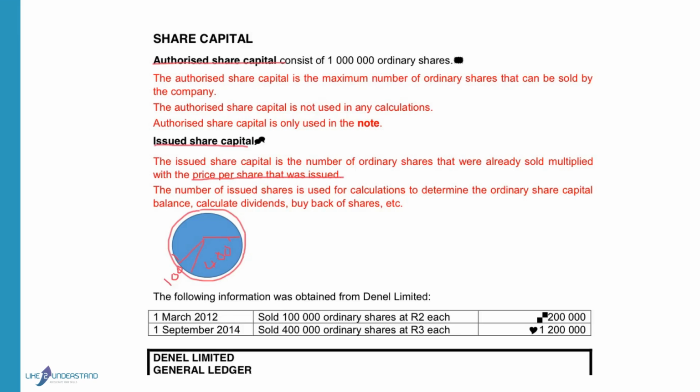That means that the issued share capital at this stage is 500,000 shares. The authorized share capital remains at 1,000,000 shares, but how much can they still sell in the future? 1 million minus the 500,000 that they've already sold. So if they need more capital in the future, they can sell another 500,000 shares.